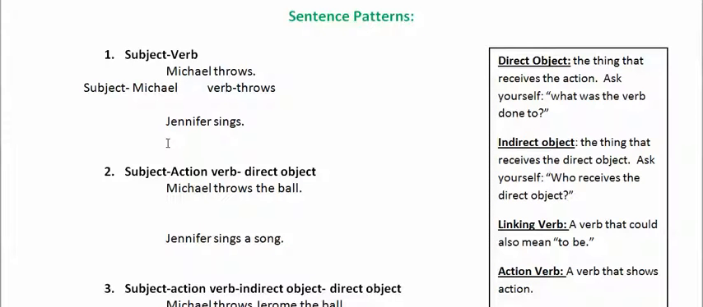All right, Jennifer sings. Pretty simple, just like last time. What's the subject of this sentence? Jennifer, because Jennifer is doing the action, and the verb is sings.